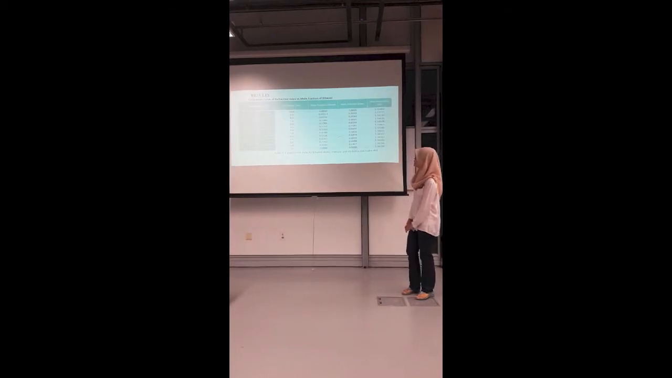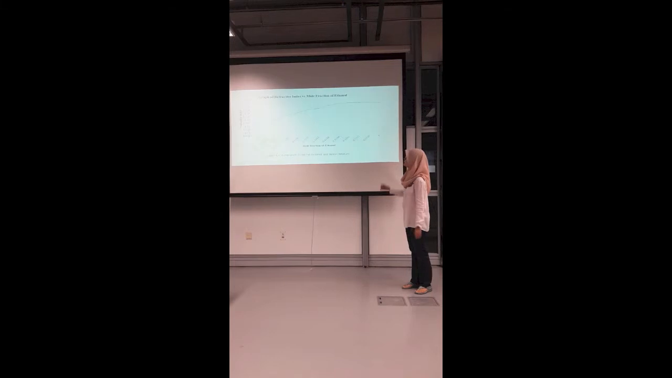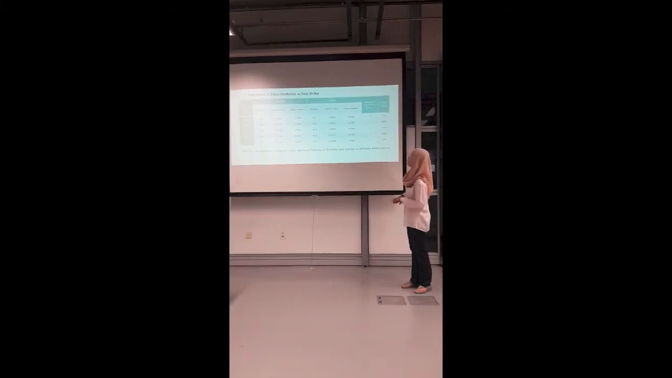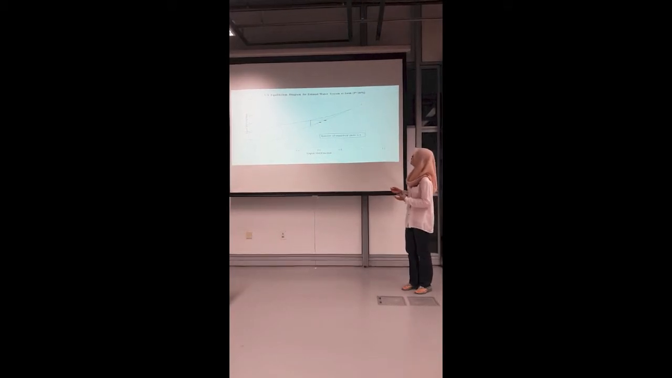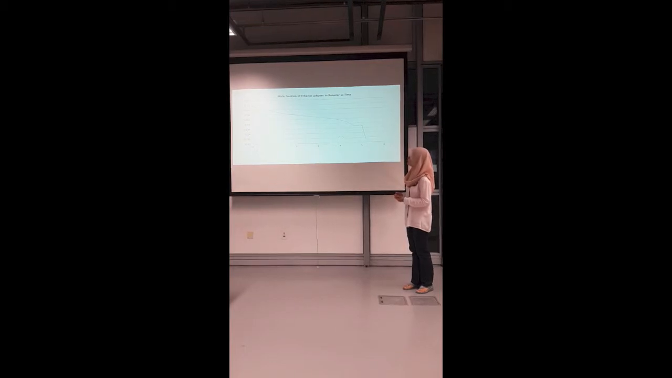Next, these are the results for the first experiment. Okay, this is the result for the batch distillation at total reflux at 100% heating power, 80%, 60%, 40%, and 20%. This is the graph of HETP versus heater power, and this is the result for experiment 2 at constant reflux. This is the graph.